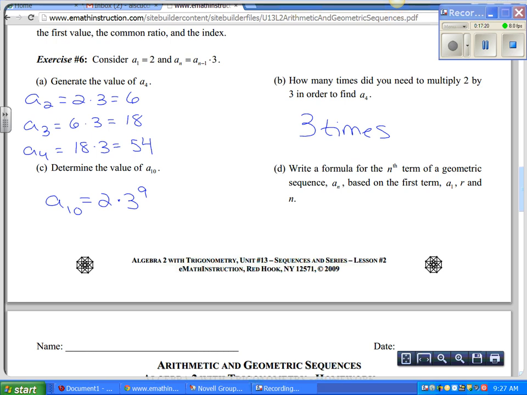So how would I write my general equation? R, and R stands for common ratio, right? N minus 1. So there's your formula, your general formula for geometric sequences. Okay?